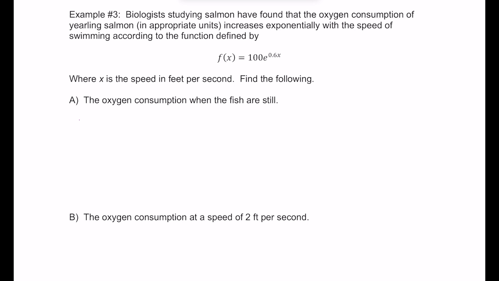So all I'm going to do, and we know that speed is x, right? I'm basically finding f of 0. So we have 100 e to the 0.6 times 0. And that would equal 100 e to the 0, and we know that e to the 0 is just 1. So my answer is just 100 units. So when the fish are still, the oxygen consumption is 100 units.